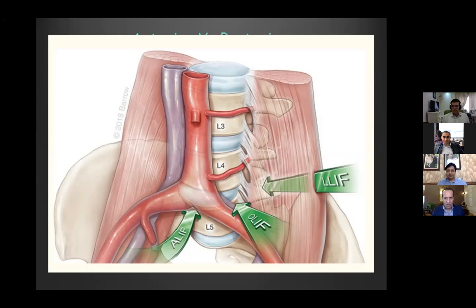I favor the fusion if we have instability or we have severe degeneration. The L5S1, we're going just between the vessels. Yes, we protect the major vessels.